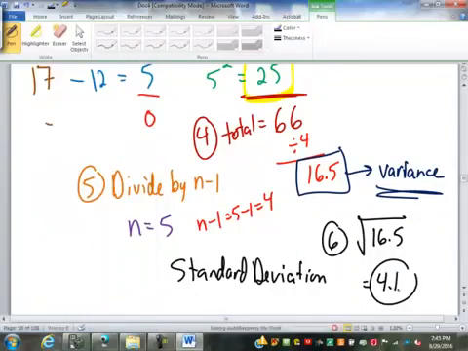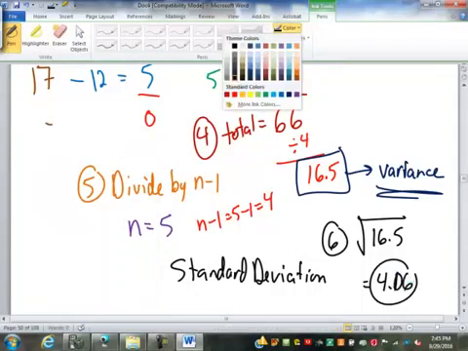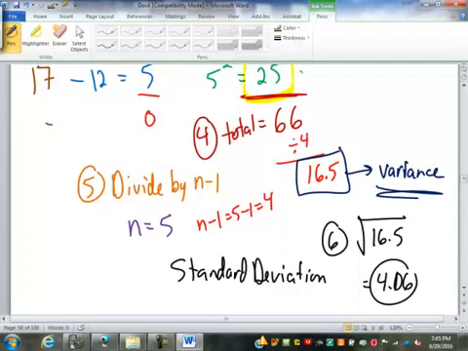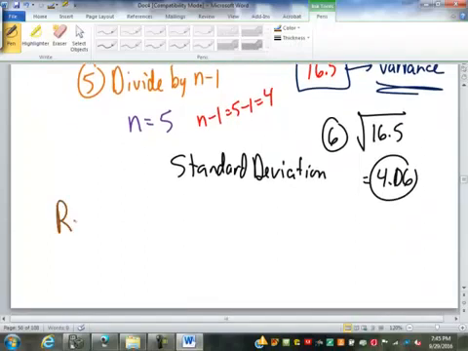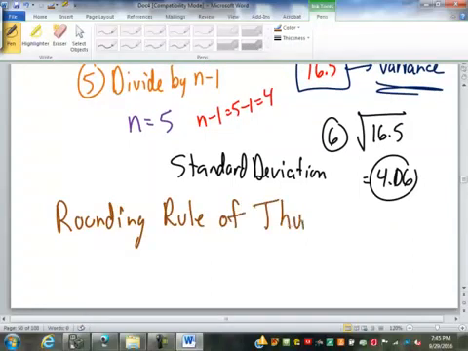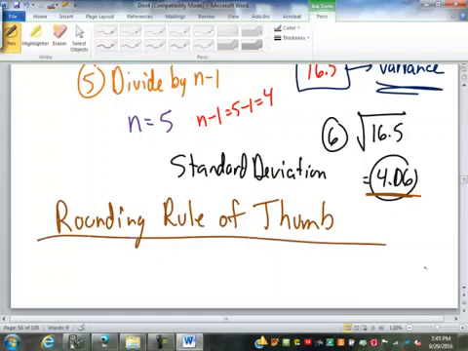I probably should have done 4.06. Rule of thumb. So people always ask me about rounding. That's it. That is the standard deviation. Yeah, that was one more. I know, I was trying to scare you a little bit.